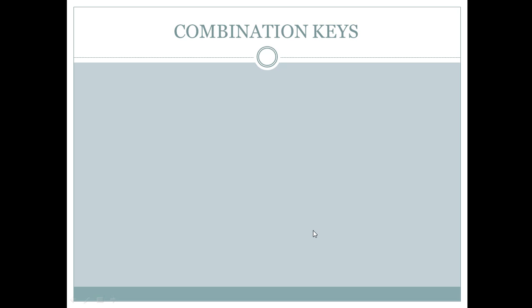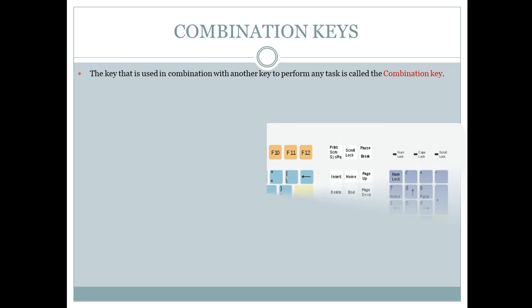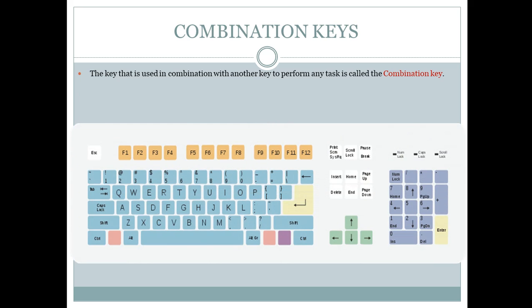In this video, we will discuss combination keys. The key that is used in combination with another key to perform any task is called a combination key. There are three combination keys on the keyboard. The first combination key is the shift key, the second is the control key, and the third is the alt key. We will discuss all the combination keys one by one.